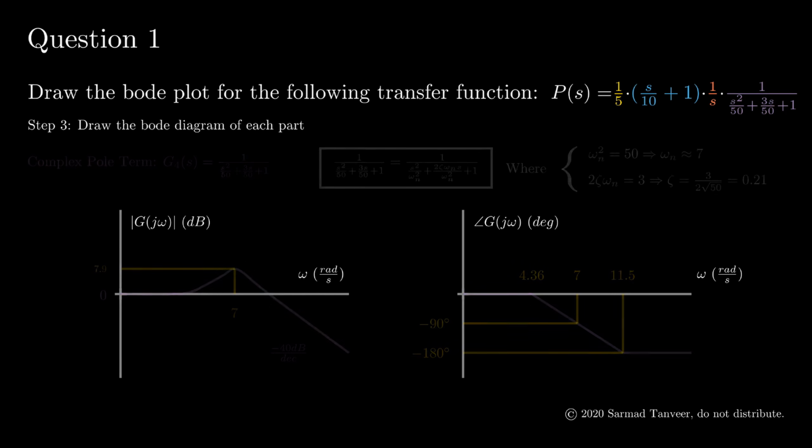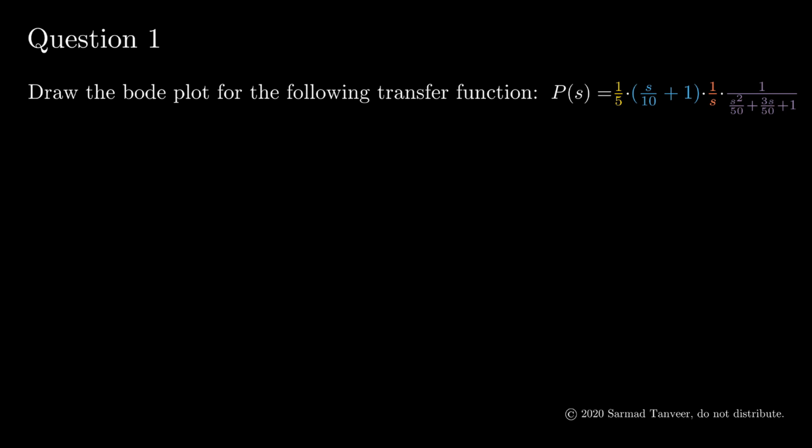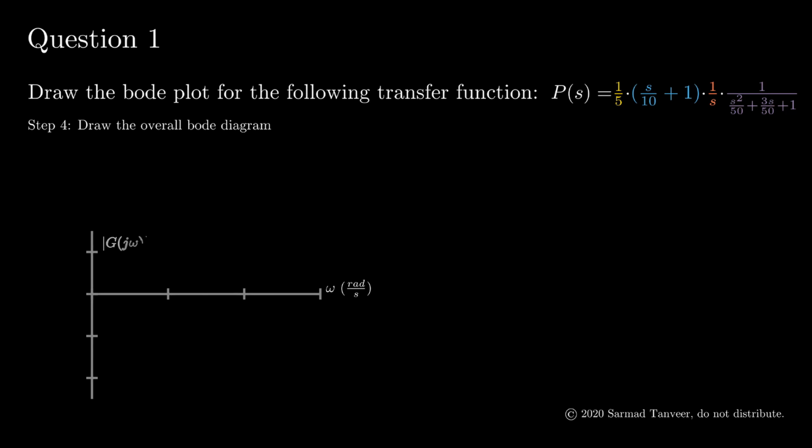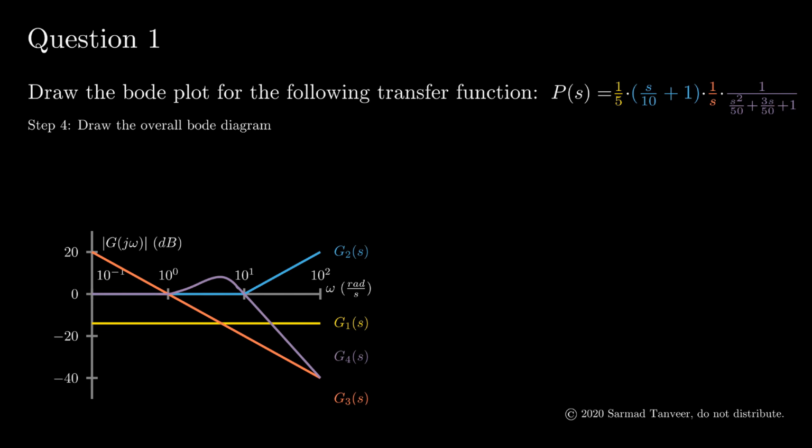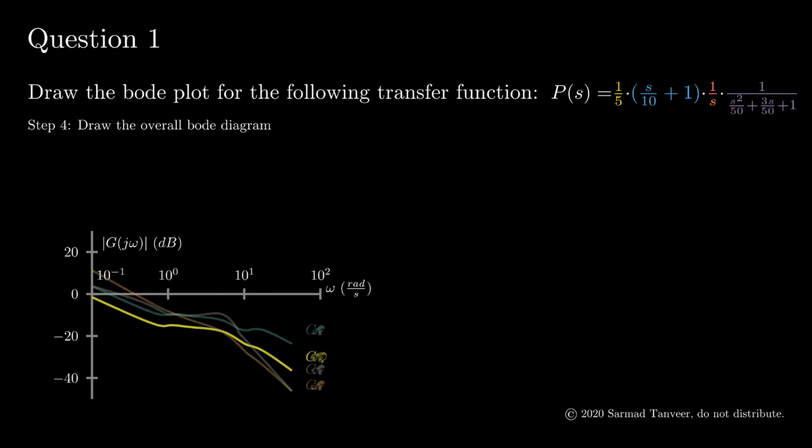Having drawn the Bode diagrams of all the individual parts, we can now combine these plots to draw the overall Bode diagram of our transfer function. We simply overlap all 4 plots and then obtain the sum of the plots at each frequency value to obtain the final plot.